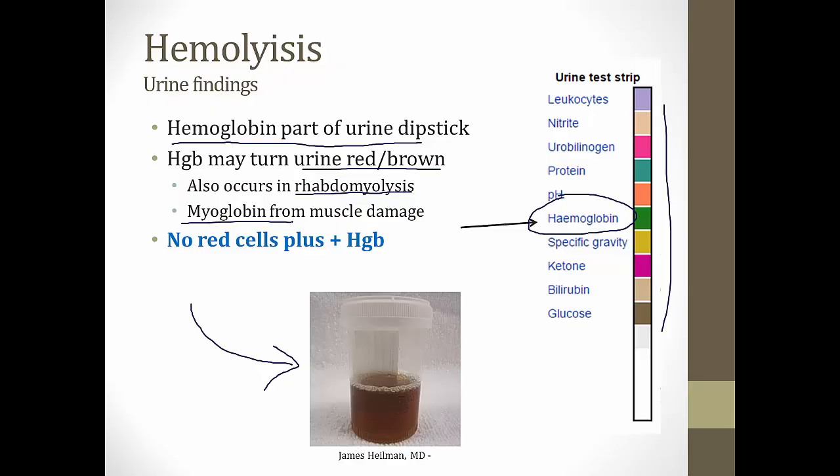And the dipstick cannot distinguish between hemoglobin and myoglobin, so the dipstick will become abnormal whether there is hemoglobin or myoglobin in the urine. It cannot tell the difference between the two. And that raises another important point.